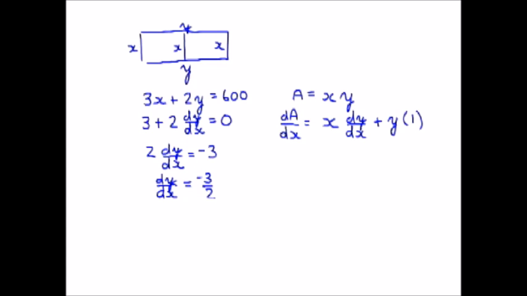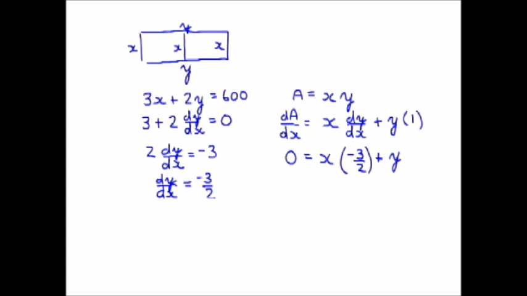Now I return to the right-hand side of the screen. I know that at a minima or maxima, the slope of the tangent line is equal to 0. So I set dA/dx equal to 0. That's going to be equal to x times dy/dx. Well, we just found out that dy/dx was equal to negative 3 divided by 2. So I substitute that in, and I add to that y times 1, which is merely y.